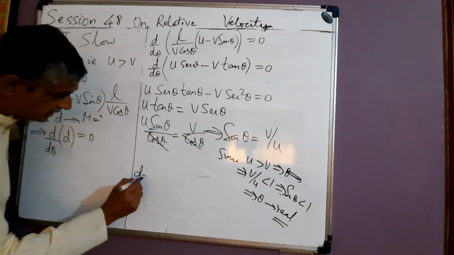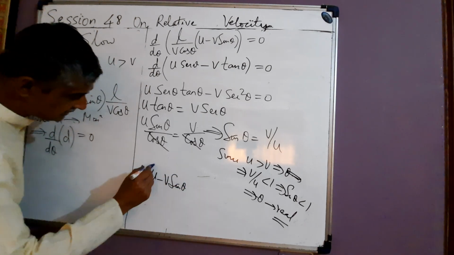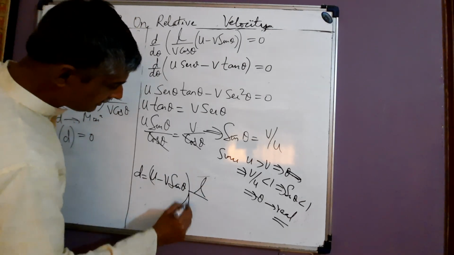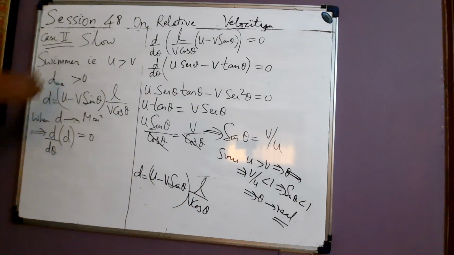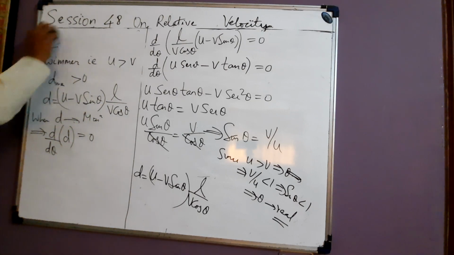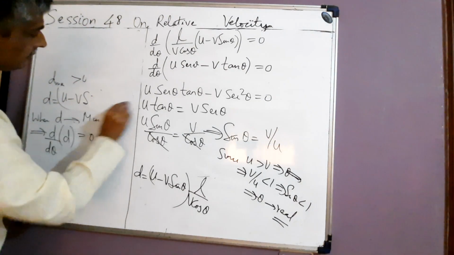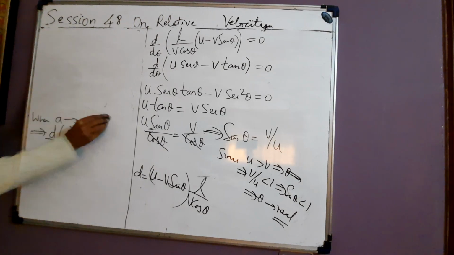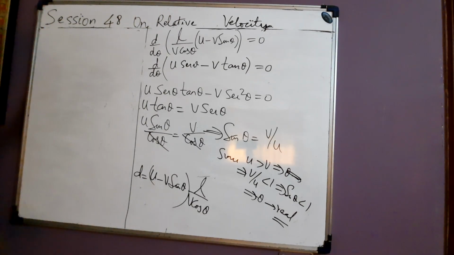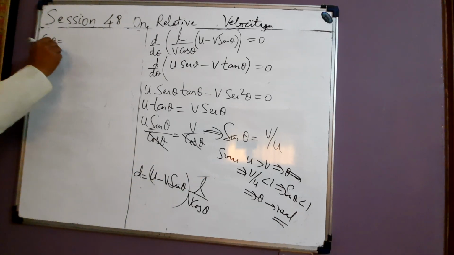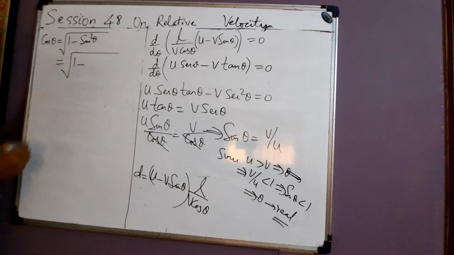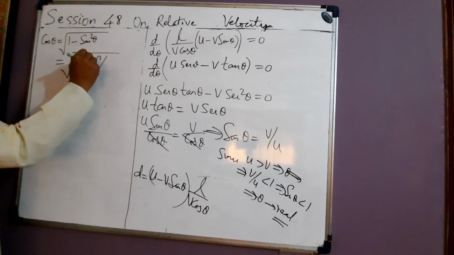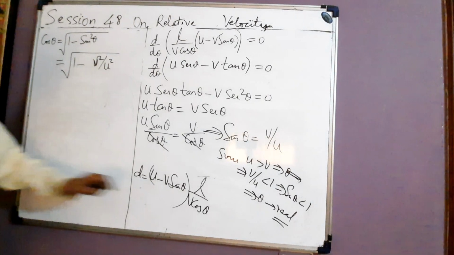Now to find the value of minimum drift, we substitute the value of theta in this. We get d minimum. So d is equal to (u minus v sin theta) into L by v cos theta, and sin theta is equal to v by u. Fine. So I substitute this sin theta in this. So cos theta becomes how much, from trigonometry? It becomes root of 1 minus sin square theta. That is root of 1 minus v square by u square. This is substituted in this equation.